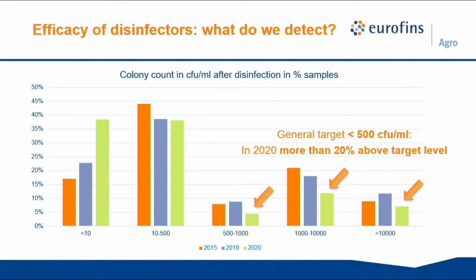Five years ago, more than 50% of the disinfectors showed more than 500 colonies in the water. In 2020, more than 20% were above the target level. And you see it also in the low amounts of colonies, below 10: last year almost 40%, five years ago around 15%. So we can see that there is a focus on disinfectors. So they are working better and better.